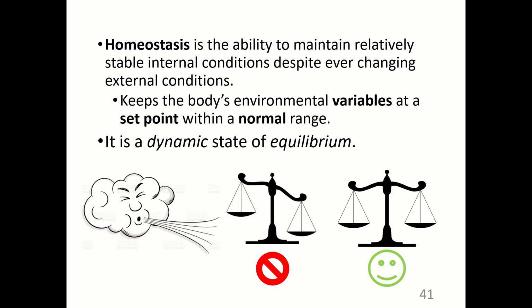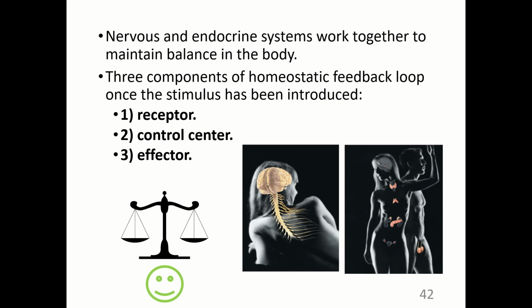So as we move forward, you will be using the language of anatomy to describe the structures and locations of organs. And then when we talk about the physiology within these organ systems, we will be focusing on their ability to maintain homeostasis. The nervous and endocrine systems work together to maintain balance in the body. 3 components of homeostatic feedback loops are the receptor, the control center, and the effector.